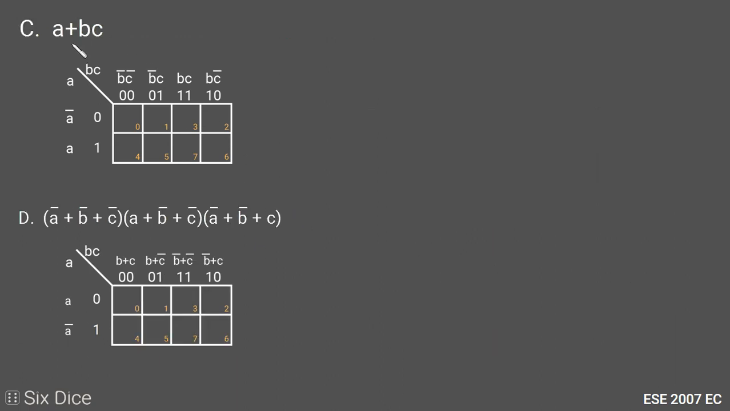Now for option C here, A plus BC, it is also given in sum of product form, so we will use sum of product form like the previous sum of product K-map here. So A is common in the second row, so we will need to put 1 in all 4 cells in the second row. Now BC is common in the third column, so we need to put 1 at the third cell and 7th cell. We already have 1 at the 7th cell.